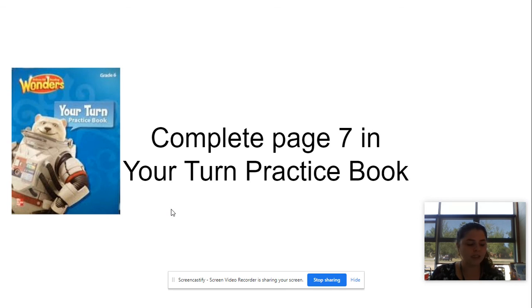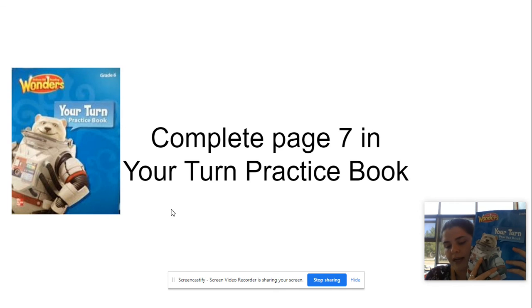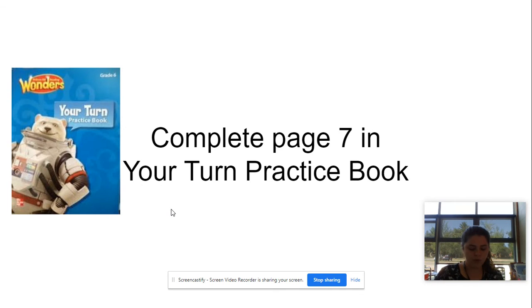And then the last question on this page, it says, use what you know about context clues to explain the following word in a sentence, pastime. Be sure to include context clues that explain the word's meaning. So go ahead right now, after this video is over, and work on this page, page 7, in your Turn practice book. And I would like you to tear this page out, and this will be a page that you will turn in later at school, okay? So work on page 7 now.